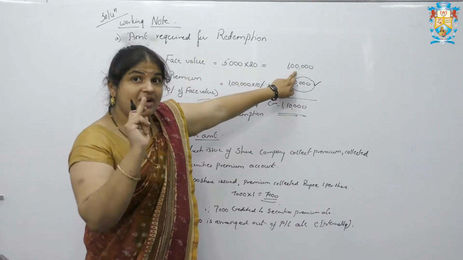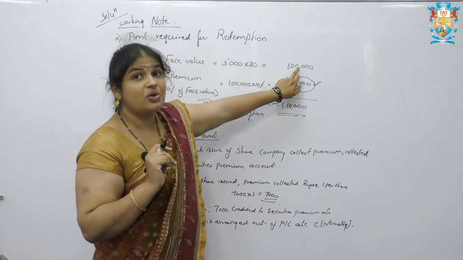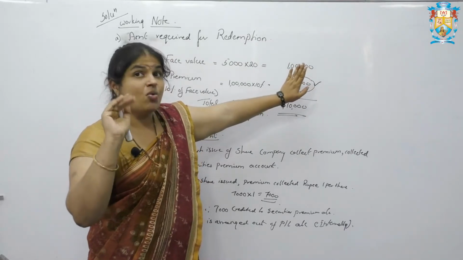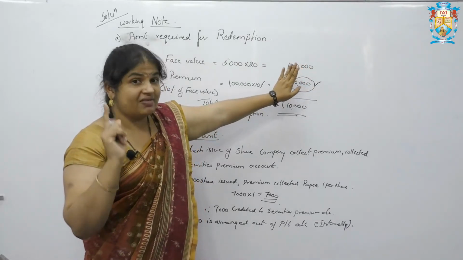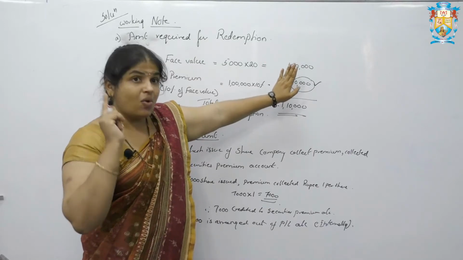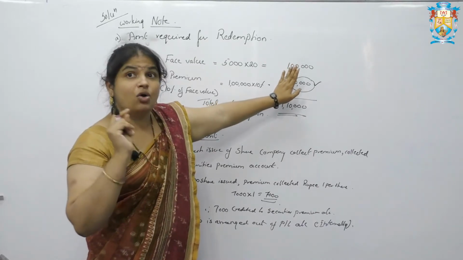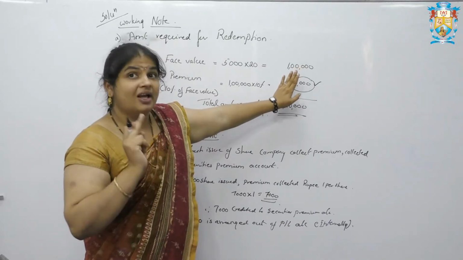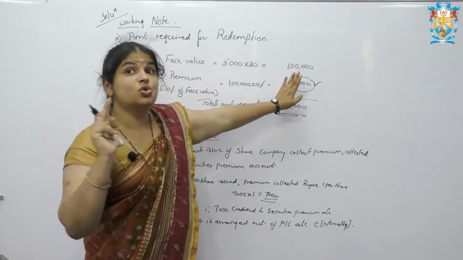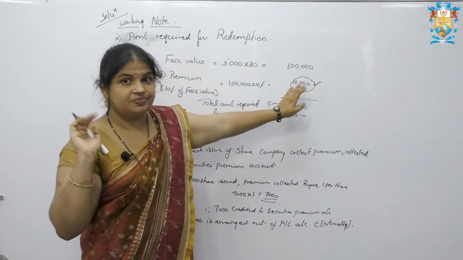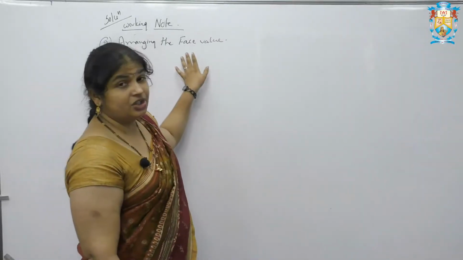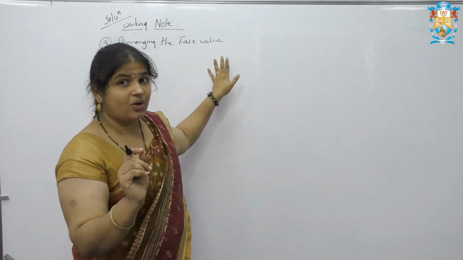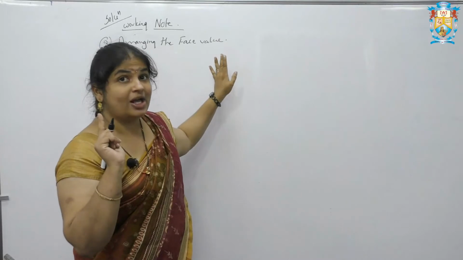So what is the total face value required? Total face value required is 1 lakh rupees. According to the fresh issue of shares, what is the total shares issued? 7,000 shares issued. So for one share, what is the money collected? 10 rupees is the money collected. So what is the total money arranged from my external source? 7,000 into 10, that is 70,000. Next, come to the next working note, that is arranging the face value. So what is the total face value required? 1 lakh is the total face value required.